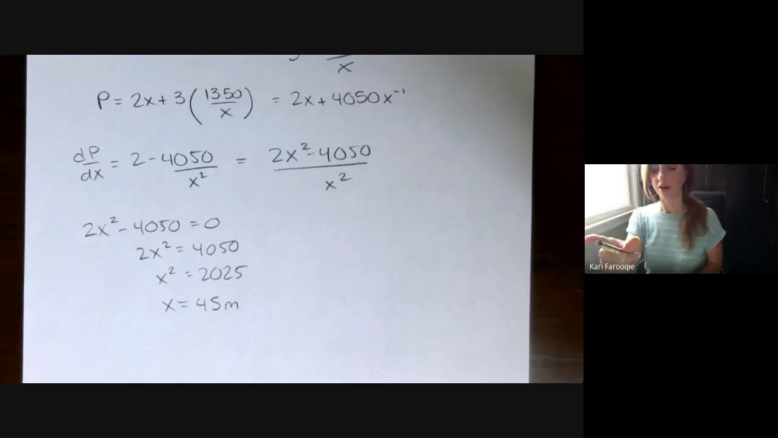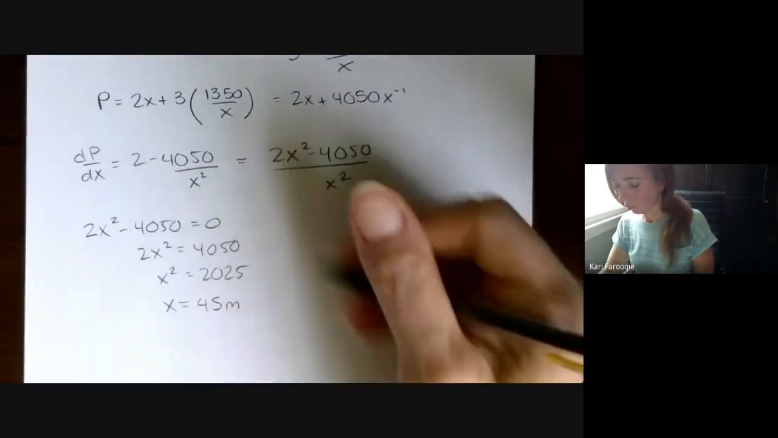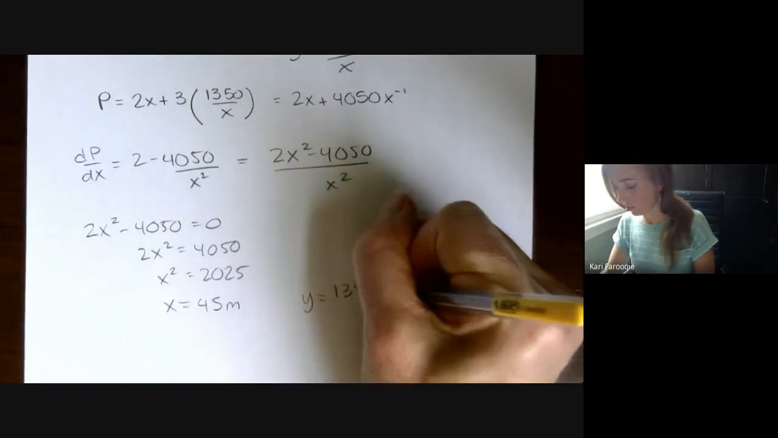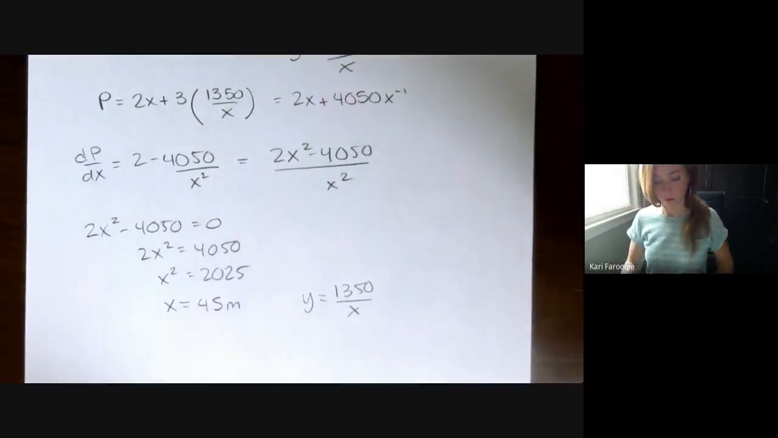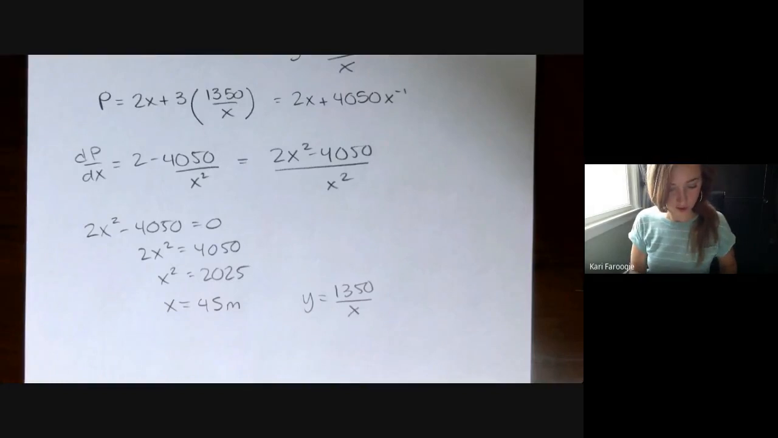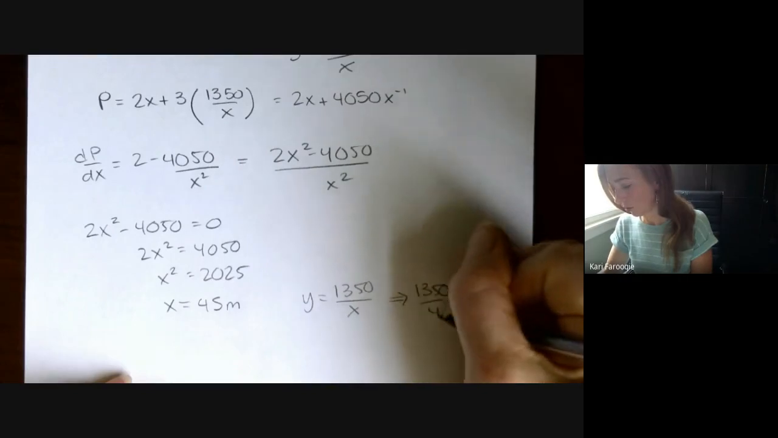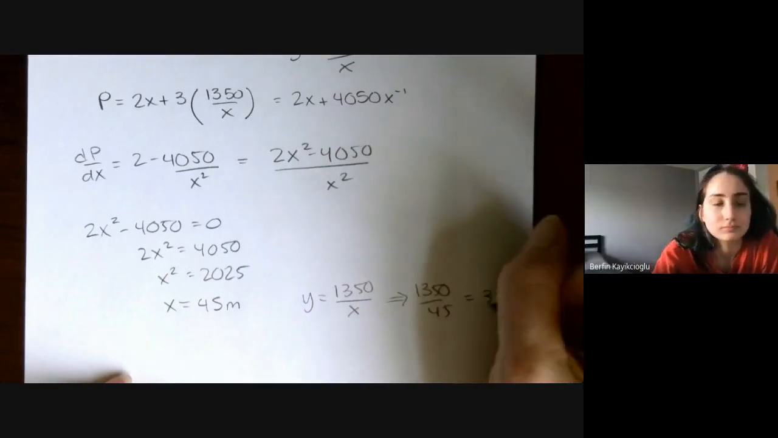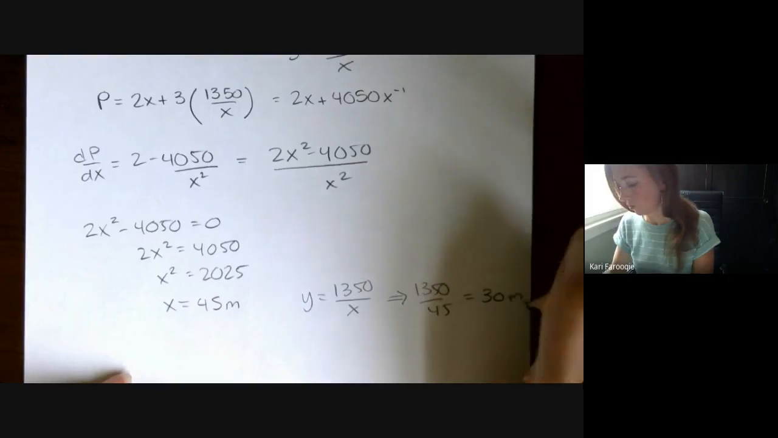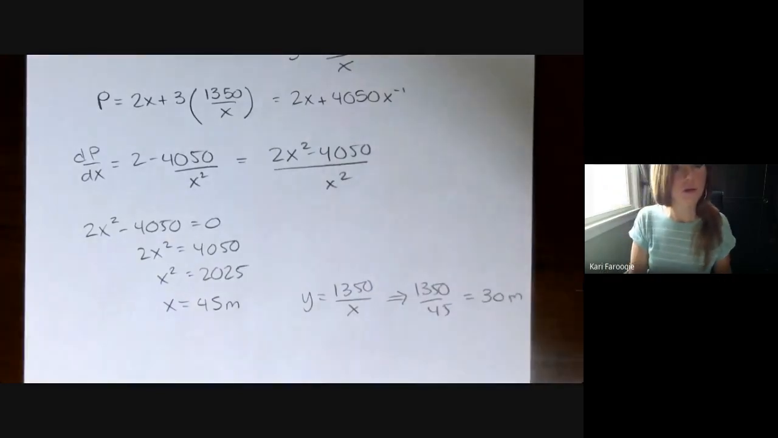Okay. All right, so we have x is 45, and you know that y is equal to 1350 over x. So 1350 over 45 is 30 meters. So how are you supposed to answer this? Length times width.